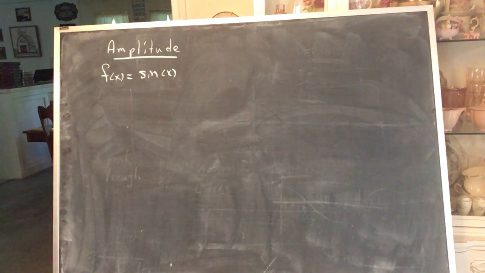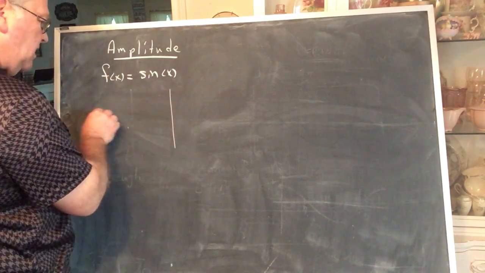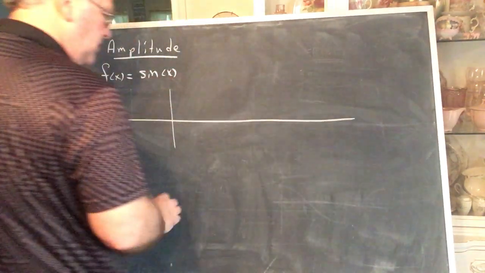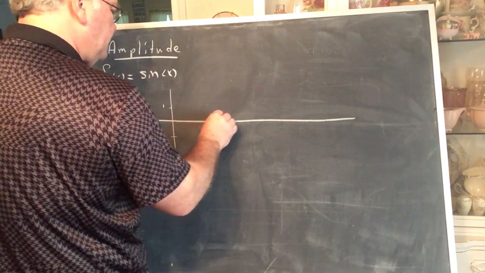All right, so our next piece is to talk about something called the amplitude. So this is my function, f of x is equal to sine of x. We're talking about the amplitude of this function. I'm going to draw a sketch of the graph. Here's negative 1 and 1.